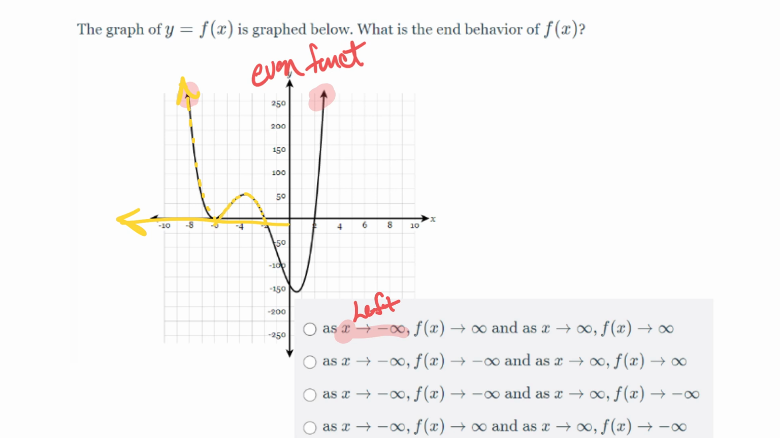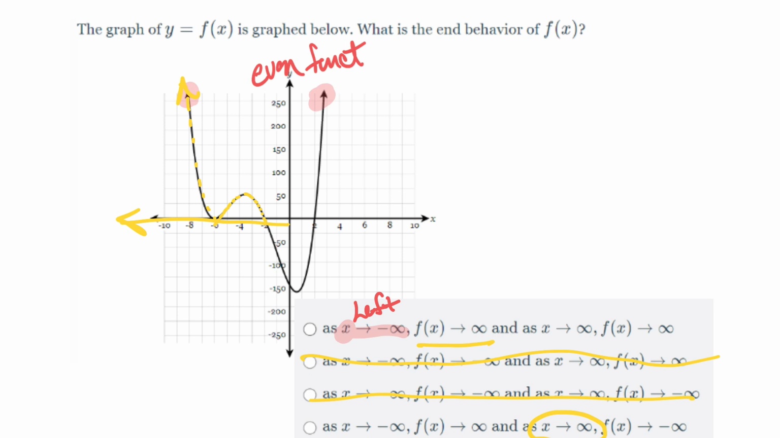So as we go left, the f of x, the y value, is also shooting to infinity, which does work here. These two are wrong. Oh, sorry. Yeah, that's right. So it's between these two. So well, the next thing we need to take a look at is, what is the function doing as x goes to negative infinity?